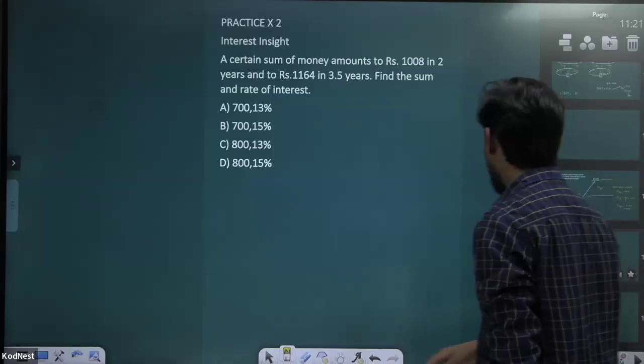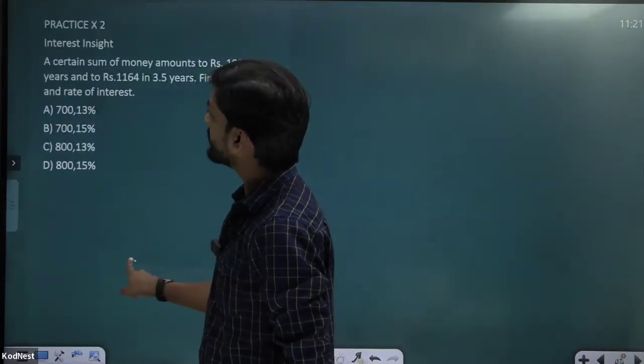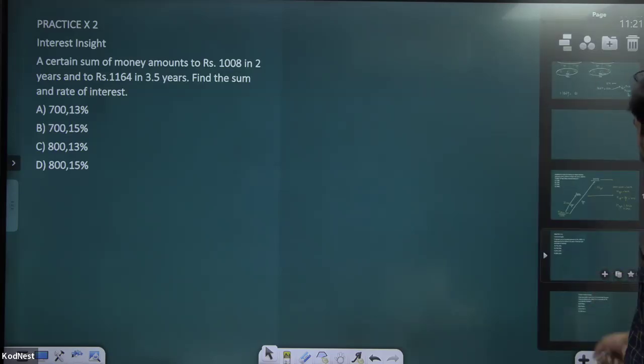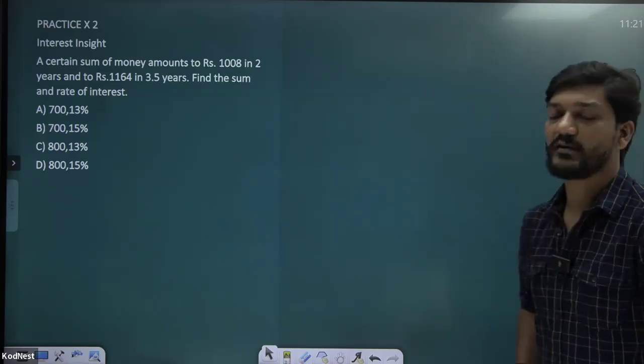Now try the next question. One thing is extra in this, we will have to calculate rate of interest also. Okay, so please try the question.